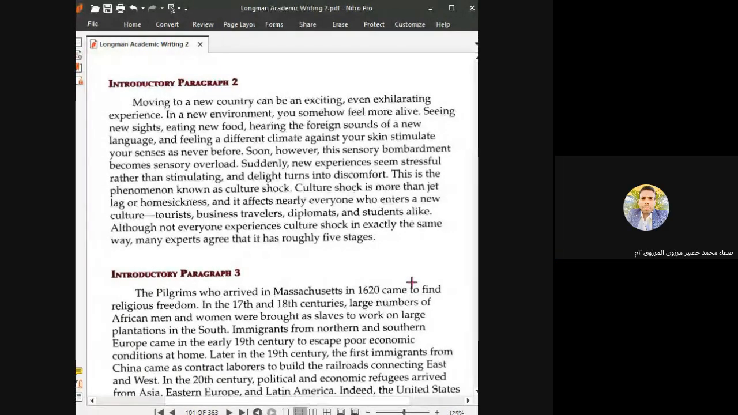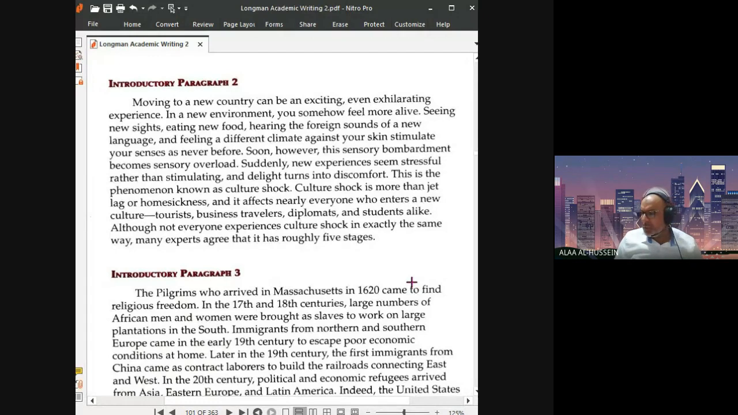Suddenly, new experiences seem stressful rather than stimulating, and delight turns into discomfort. This is the phenomenon known as culture shock. Culture shock is more than jet lag or homesickness, and it affects nearly everyone who enters a new culture: tourists, business travelers, diplomats, and students alike. Although not everyone experiences culture shock in exactly the same way, many experts agree that it has roughly five stages.